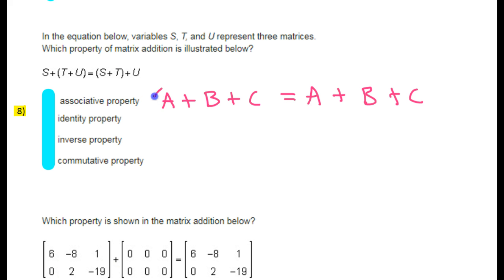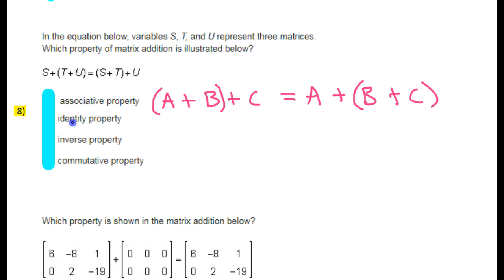Let's say on this side of the equation I put parentheses around A and B, meaning add these first and then add C. But then on the right hand side I put the parentheses around B and C, meaning add these first and then add A. That's the associative property. So for associative property, everything stays the same except for the parentheses move around. Okay, now let's talk about the identity property.